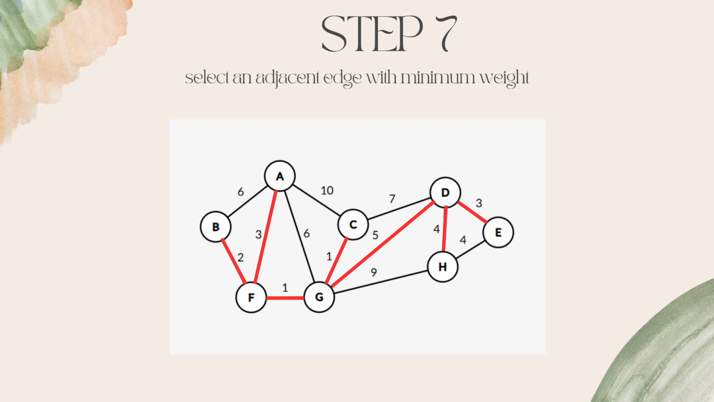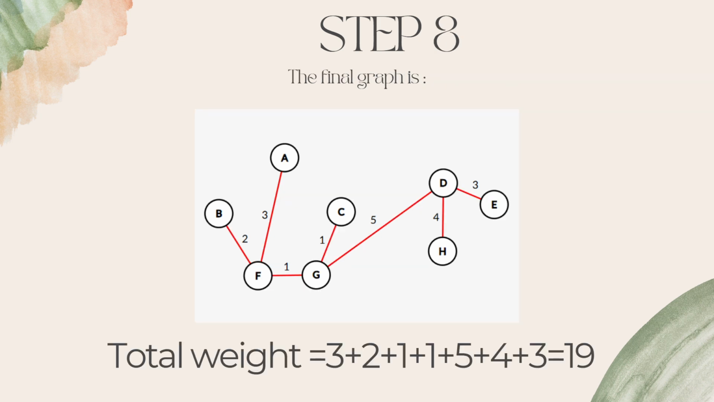While selecting an adjacent edge, we should make sure that cycles aren't formed. So at the final step we have arrived, we would get a minimum spanning tree. To calculate the total weight, we add the weights of the edges in the final graph. So here the total weight is 19. It is the minimum total weight that can be got from this graph.